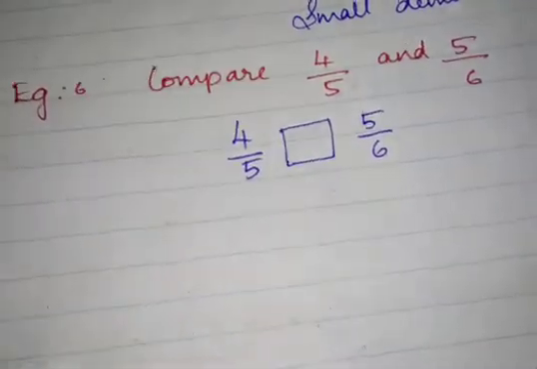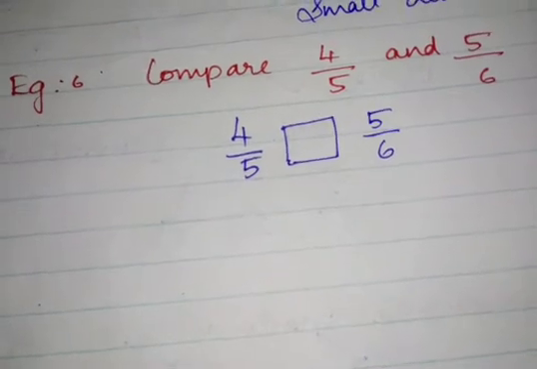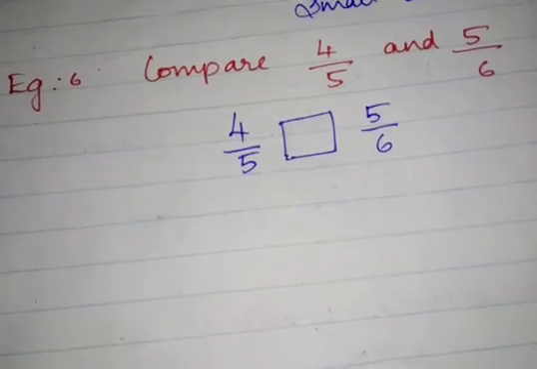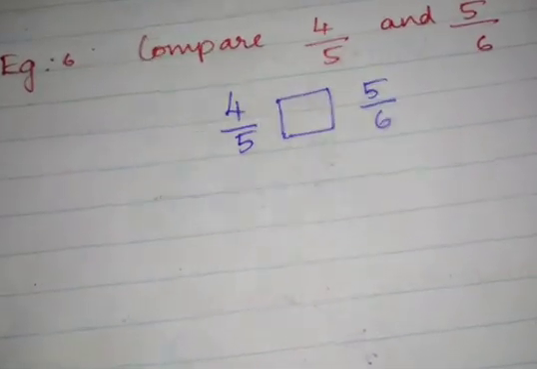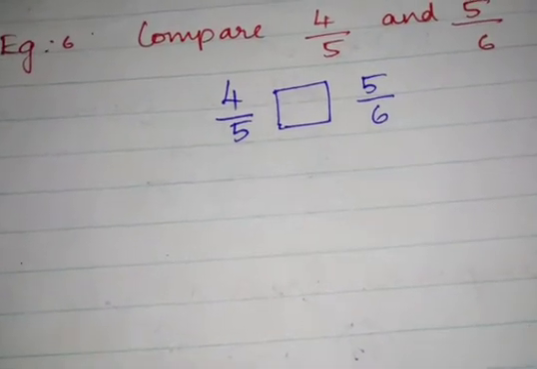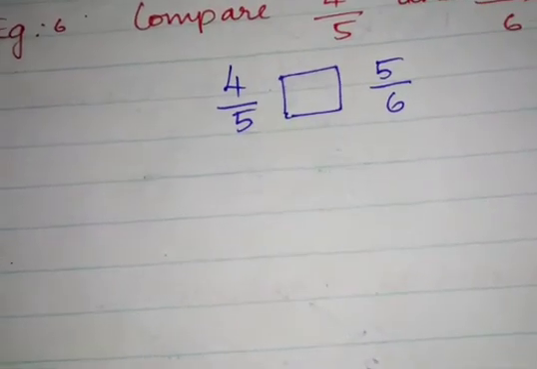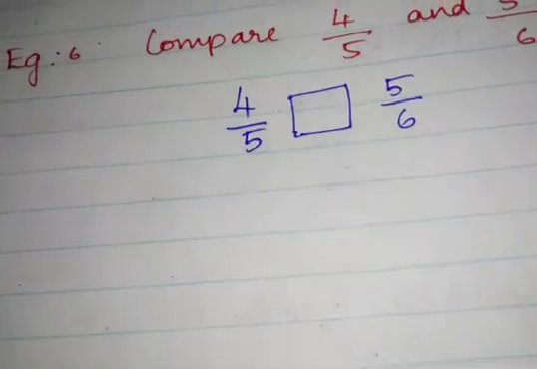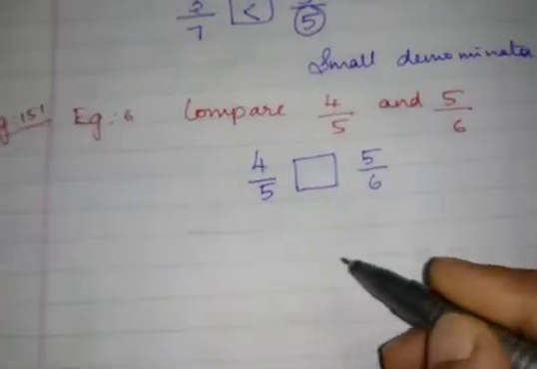So first, what is our condition for comparison? They should be like fractions, right? Both the fractions should have the same denominator. Do we have the same denominator here? No. So what should you do? You should make it the same. How will you make it the same? You will make them the same by using the LCM.